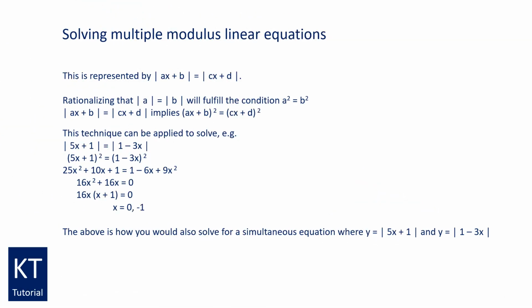We shall begin with solving multiple modulus linear equations, as represented by the modulus of ax plus b being equal to the modulus of cx plus d. When the modulus of a is equal to the modulus of b, a squared is also equal to b squared. Likewise, the modulus of ax plus b being equal to the modulus of cx plus d would imply that (ax plus b) all squared is equal to (cx plus d) all squared.